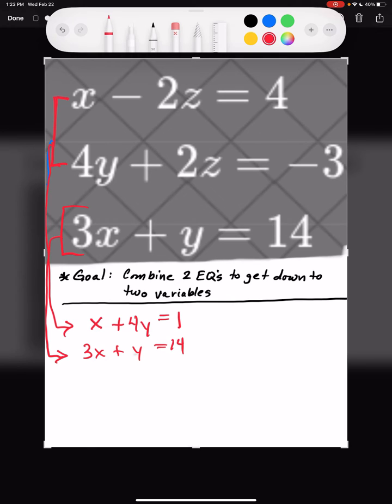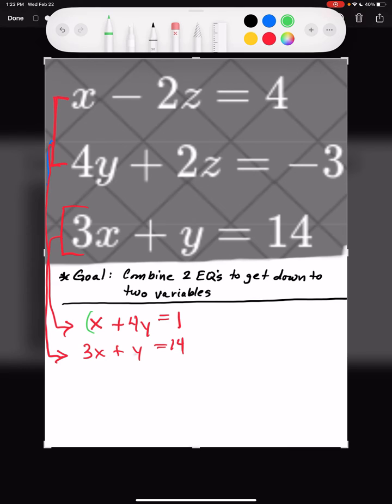So again, notice what happened. We got rid of the z's to get a first equation of x plus 4y equals 1 that has two variables in it. And the last equation already had the x and the y in it. And now we're going to use those two equations to get it down to one variable. So as you look at the equations, you're going to think to yourself, what can I multiply one of the equations by to get a letter to cancel out? We have to try to create a positive and negative of the same number.